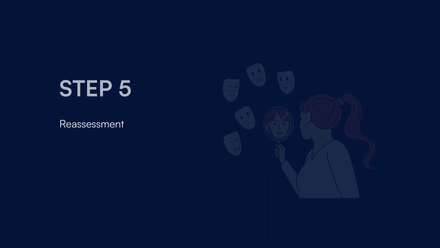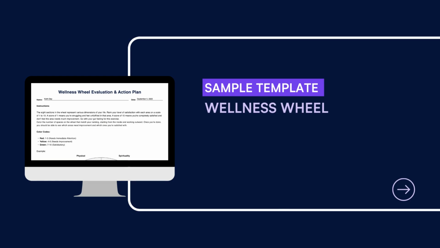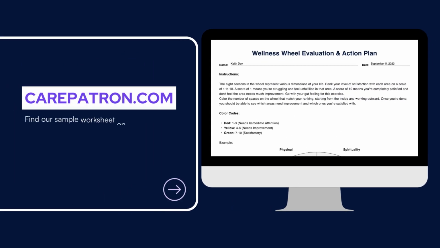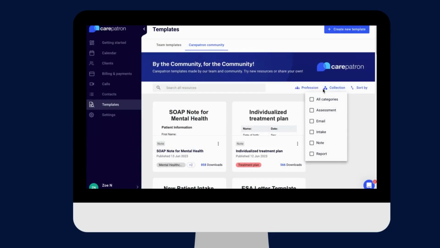Here is a sample of our wellness wheel, which you can find on our Carepatron platform. To find our wellness wheel, go to our Carepatron platform or click on the link in the description. In our template section, we have a variety of templates and worksheets for you to use with your patients. You can filter or type in the keywords to find the worksheet.